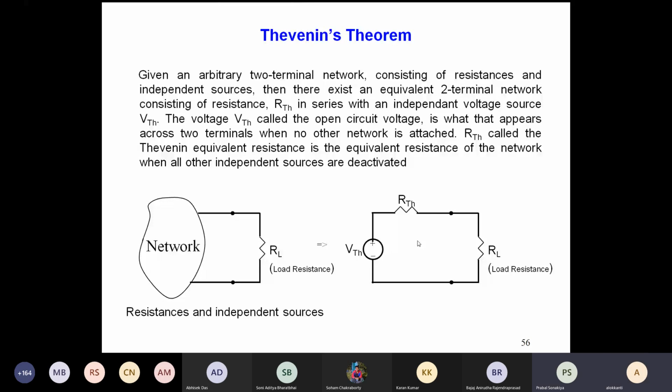Sir, after measuring the voltage by voltmeter, we can measure the current by ammeter and find the resistance by Ohm's law. That resistance won't be equal to the RTH? What is the name? Dhananjay Swami. Dhananjay, yeah, you are very much correct.